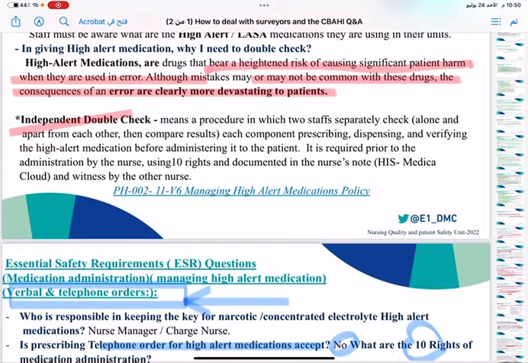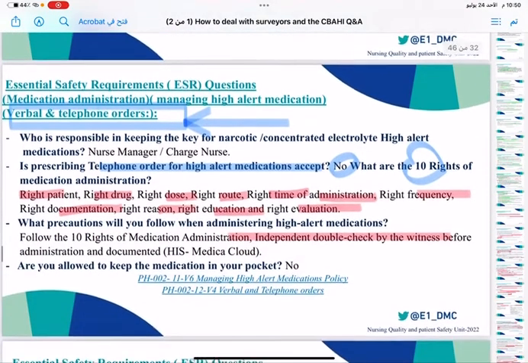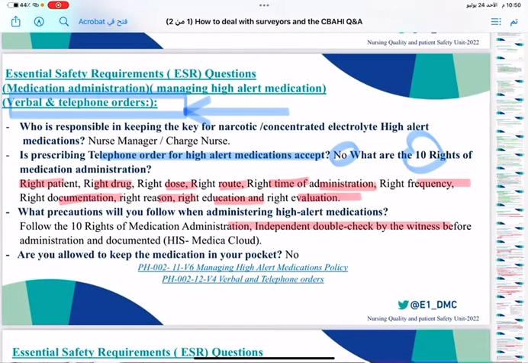Also, you have to know that it must be a clear order. Don't follow the verbal order or telephone order for this type of medication. You follow the 10 rights, okay? Right patient, right drug, right dose, right route, right time, right administration time and frequency, right documentation, right reason, and then right education and evaluation. So just take care of all these things.